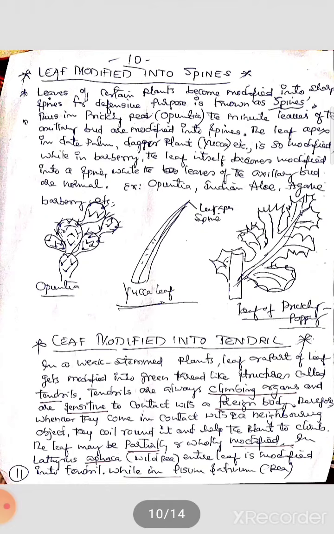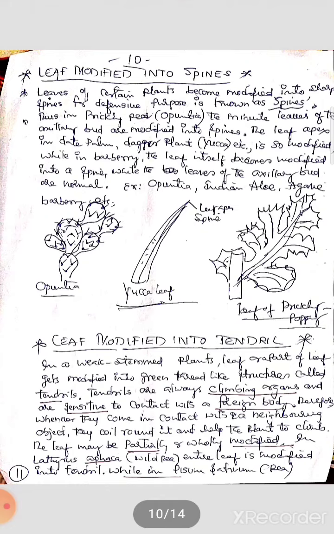Leaves of certain plants become modified into sharp spines for defensive purpose, known as spines. In prickly pear, especially Opuntia, the minute leaves of the axillary bud are modified into spines. The leaf apex in date palm, dagger plant, yucca, etc. is so modified, while in barberry the leaf itself becomes modified into a spine, while the leaves of the axillary bud are normal. Example, Opuntia, Indian aloe, and Agave, we can see such a type.